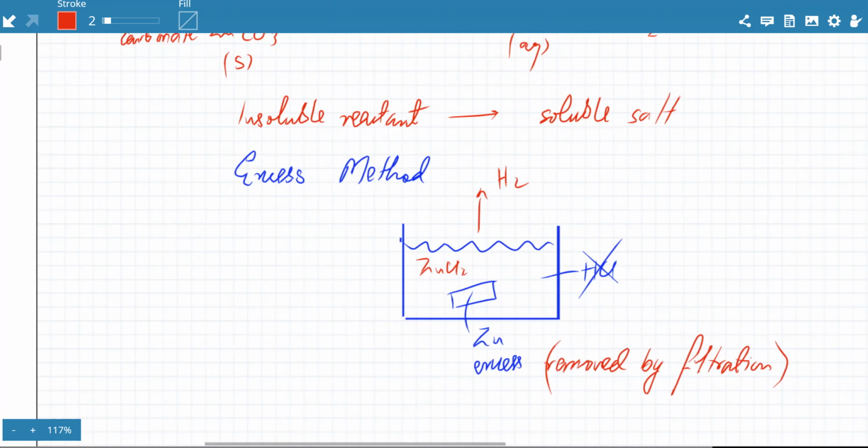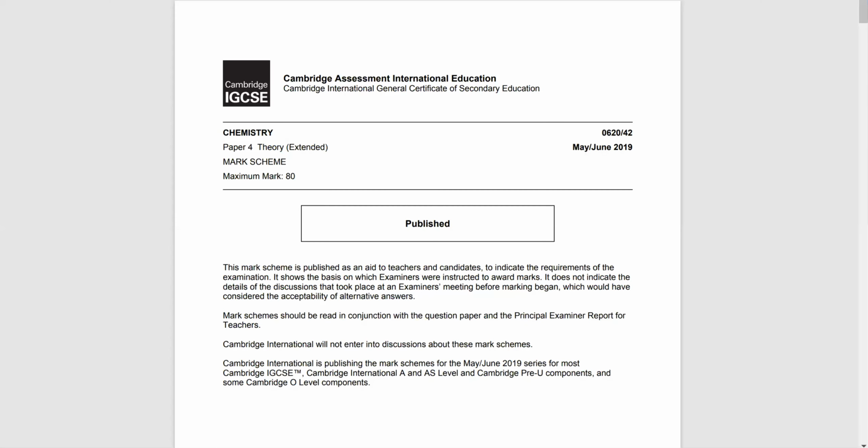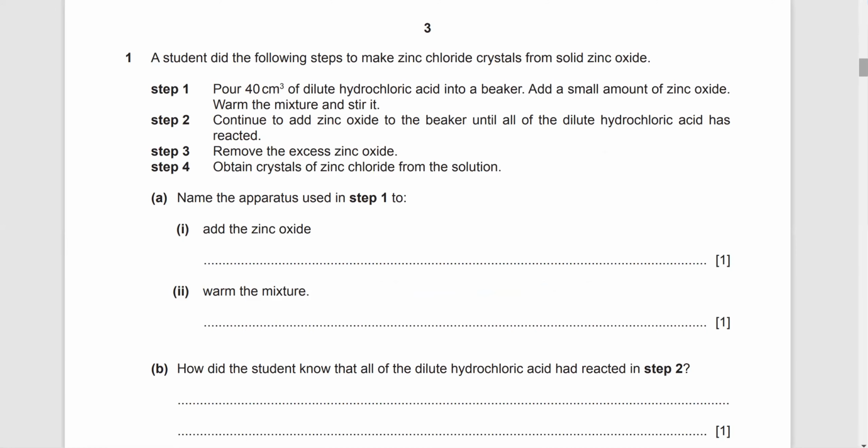So going back to the question, where's the paper? One second. Where did the paper go? It's over here. Now going back to the question, he's adding zinc oxide actually. Okay, so there's zinc oxide being added. So the reaction that he's doing is zinc oxide plus HCl, and that would produce zinc chloride plus H2 gas.